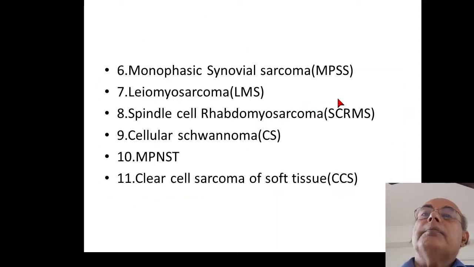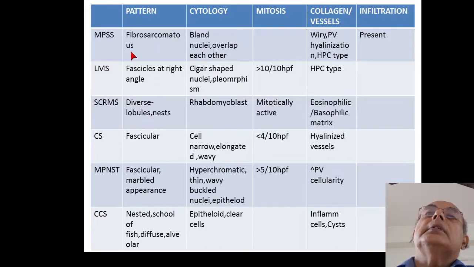This is the second group. In the second group, monophasic synovial sarcoma, fibrosarcomatous appearance, bland nuclei. Nuclei are very close to each other, appear to be overlapping one another, wiry collagen, perivascular hyalinization, and staghorn type of vasculature. Infiltration is found to be present.